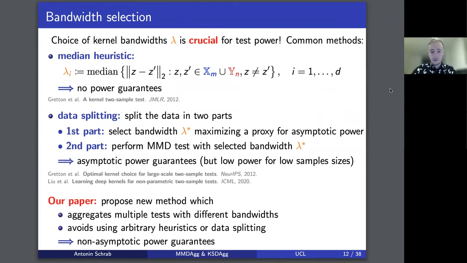And in our paper, we propose a new method which aggregates multiple tests with different bandwidths. And so this method avoids using an arbitrary heuristic or data splitting, and we have non-asymptotic power guarantees that we prove, and those are in terms of non-asymptotic uniform separation rate and minimax rate.